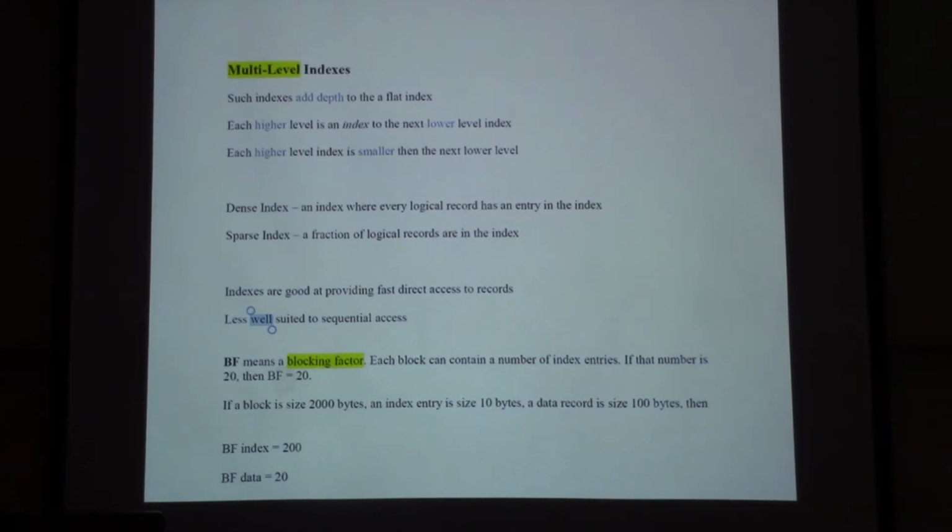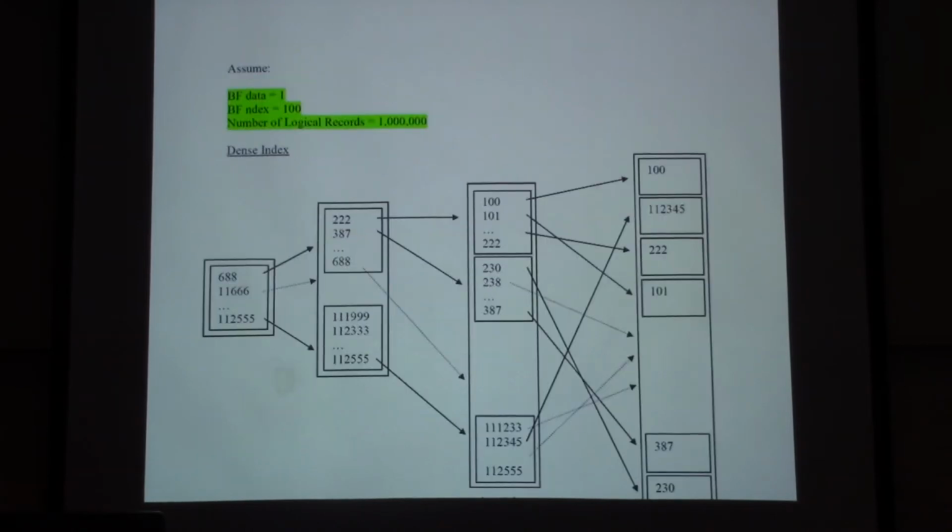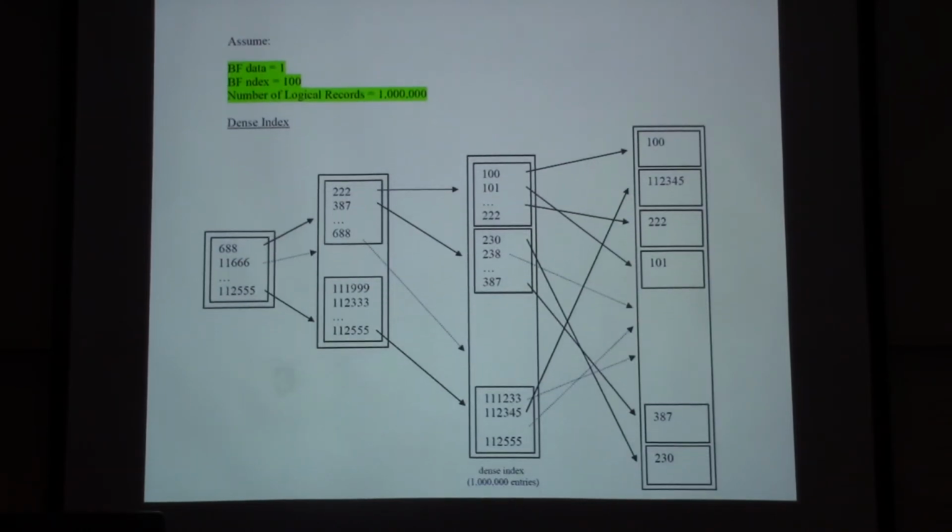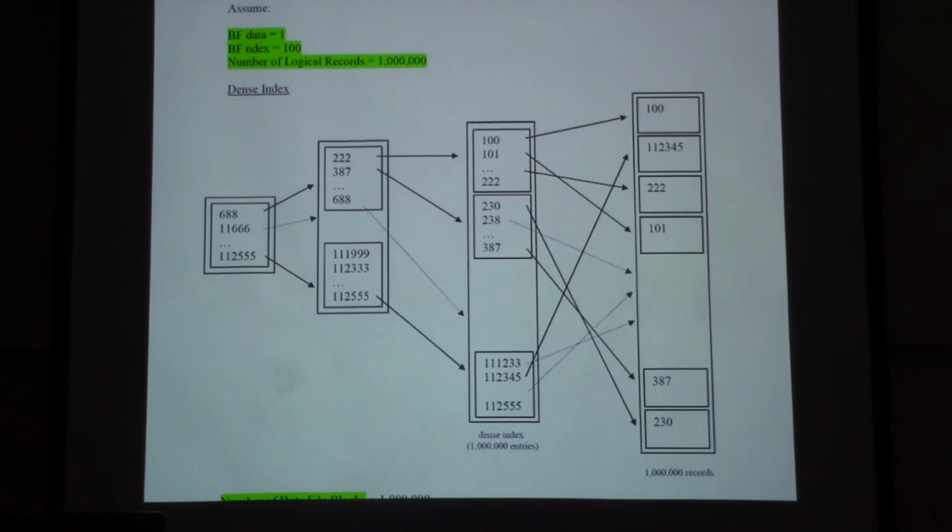If the data record, say, is 1,000 bytes, which is close to 1K, then our blocking factor would go down to what? 2. So that's why this is going to be important. So that's blocking factor.